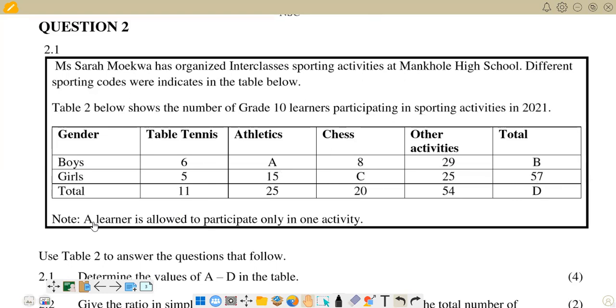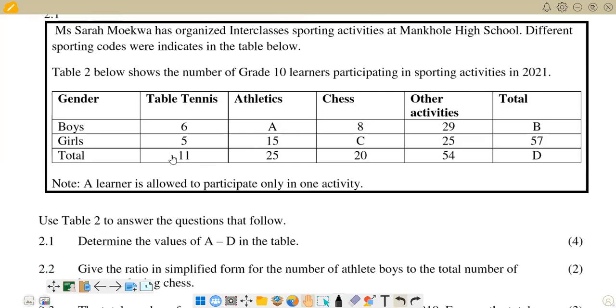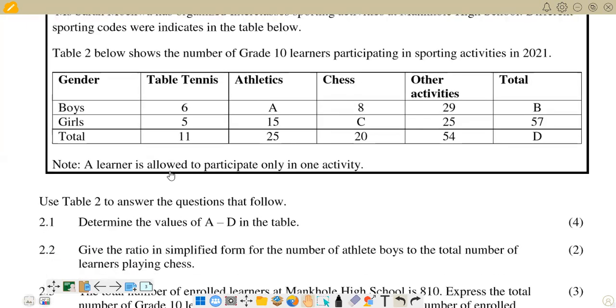We have got a note there. A learner is allowed to participate in only one activity. So we are not going to see a learner playing table tennis and then find that learner again under athletics. We are not going to have such a scenario. We are going to have a scenario whereby a learner is under one sporting activity. So that's what we have. Then beneath that is where we have the questions.